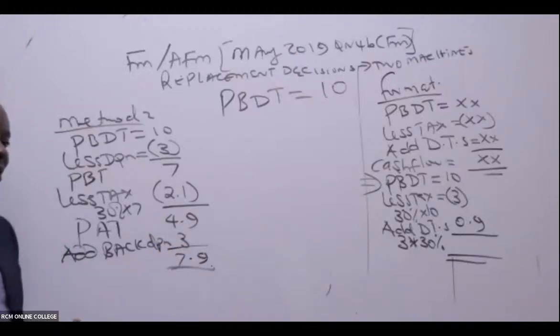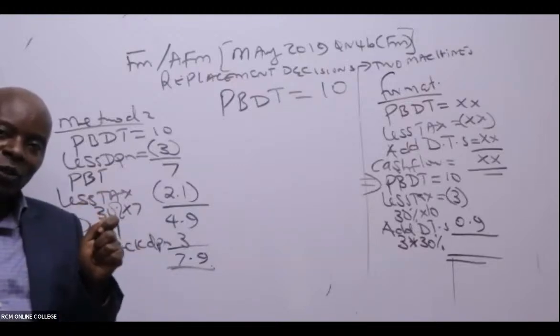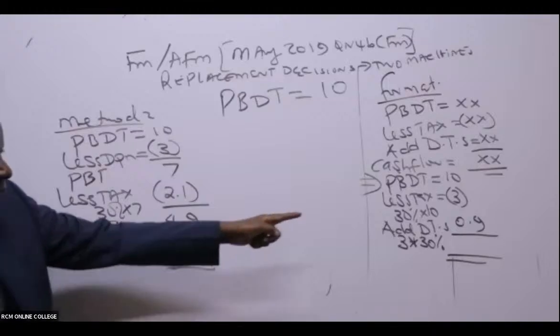Remember here, we add back depreciation the way it is, not the depreciation tax shield, but depreciation. You get 7.9, which is the figure we got there.